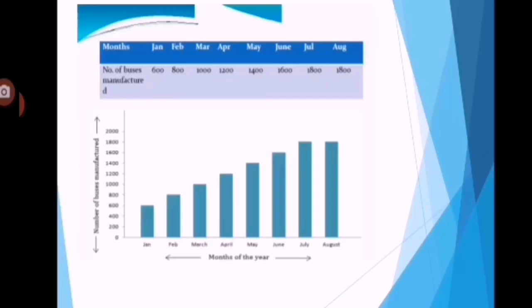Okay, next we can see another format, a separate type of bar graph, shown in the slide. Month January to August and number of buses manufactured in the second row. The x-axis is month: January, February, March, April, May, June, July, August, and y-axis is the number of buses manufactured. So this is the separate type of bar graph in the slide.